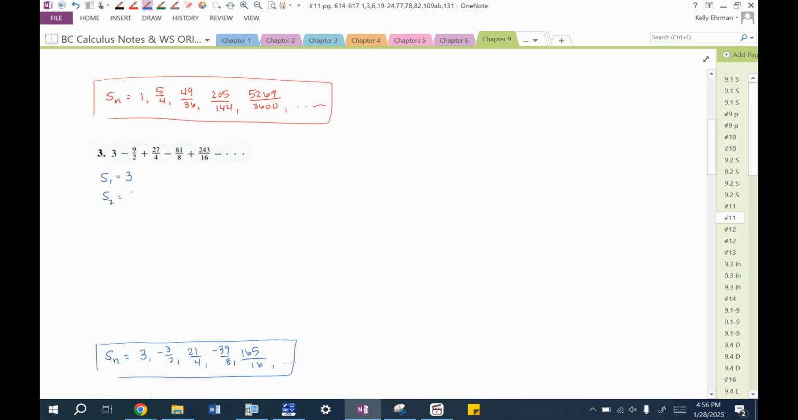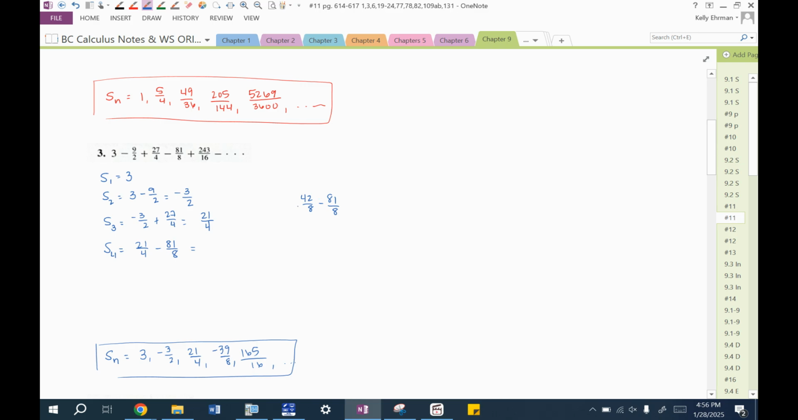The second partial sum is 3 minus 9 over 2. 6 over 2 minus 9 over 2 is negative 3 over 2. The third partial sum is that previous answer plus the next term, 27 over 4. So negative 6 over 4 plus 27 over 4 is 21 over 4. The fourth partial sum is the third partial sum minus the next term, 42 over 8 minus 81 over 8.